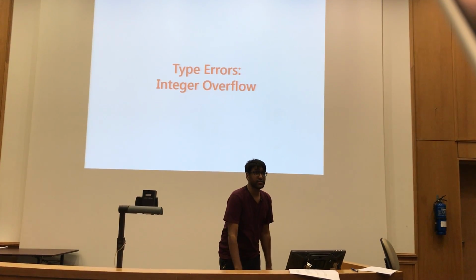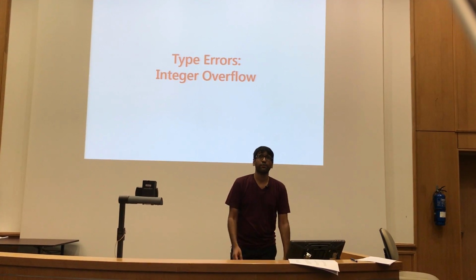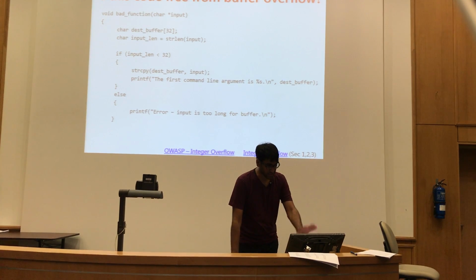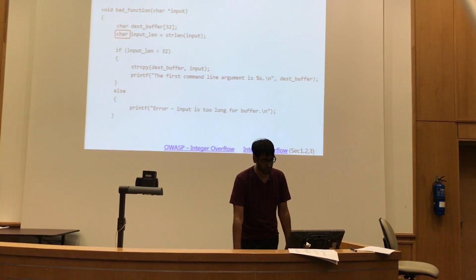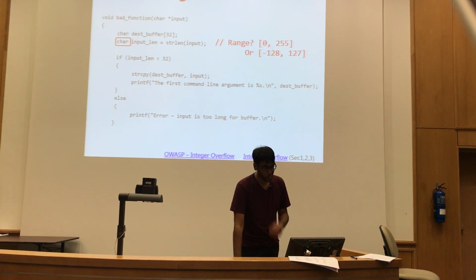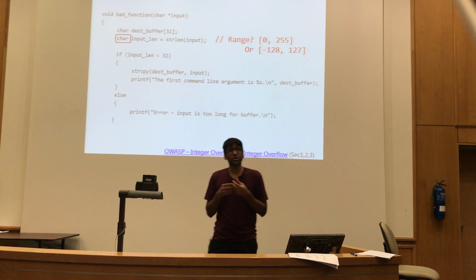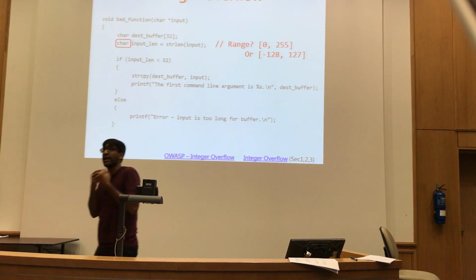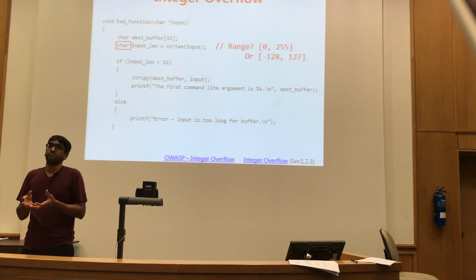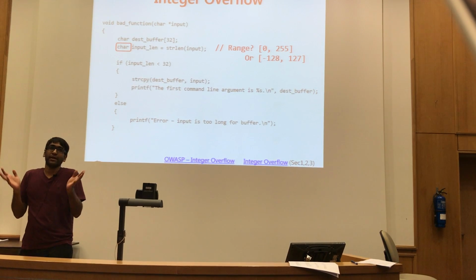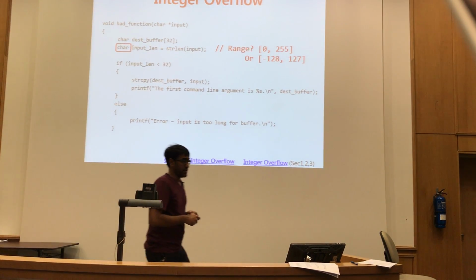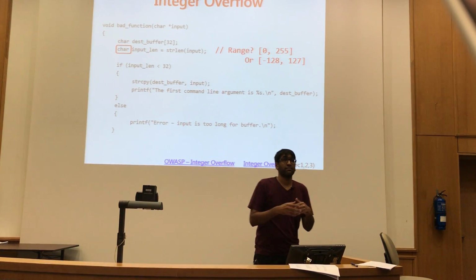The third kind of errors are type errors, things like integer overflow and so on. Again, very straightforward. The root cause of the problem in integer overflows is that there is no notion of how big or what the type of the value stored in memory is. There's no typing in memory, basically. The language may have types, but the hardware doesn't.